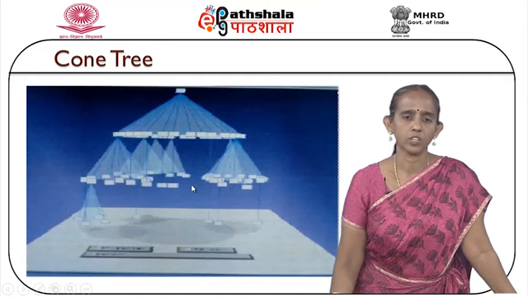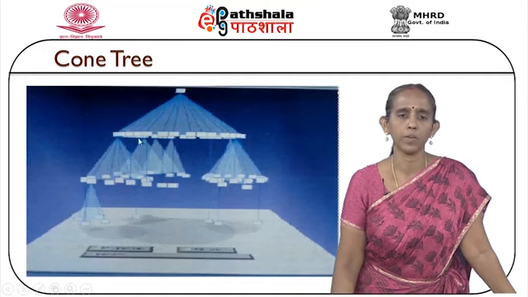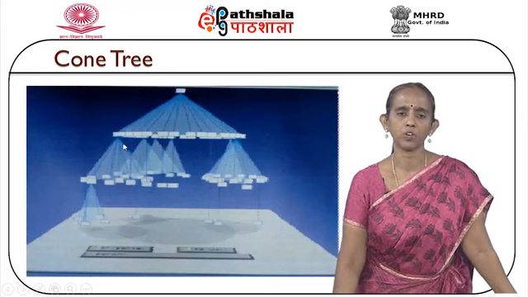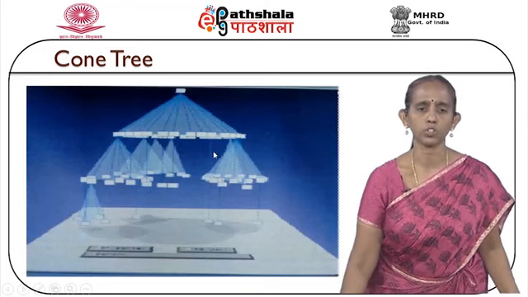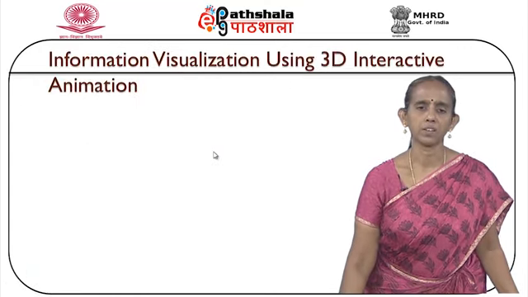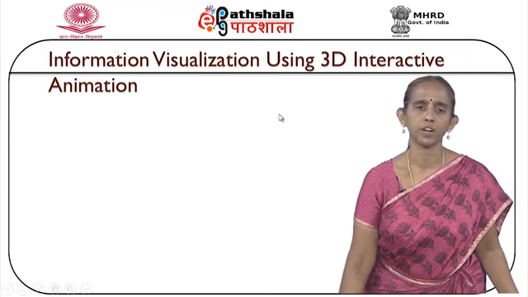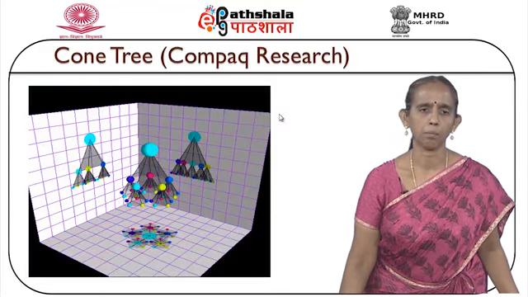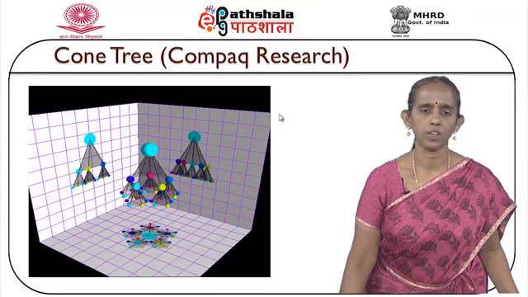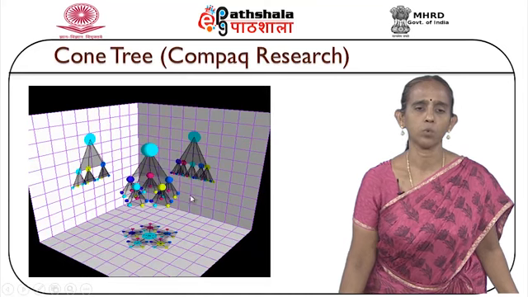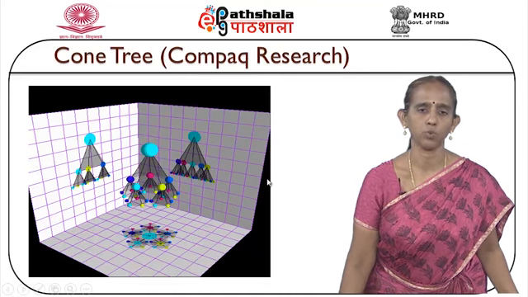If you look at this visualization, we can see that whatever is available at the front portion of the cone, that alone is displayed to the end user. Whichever is at the back portion of the cone is not shown to the end user. Such visual abstractions can be made available to the end user by using some kind of 3D interactive animation techniques. Cone tree is one such example. This is also another cone tree, a 3-dimensional cone tree, wherein the user can just rotate the entire cone and see what data are available at the back of the cone.